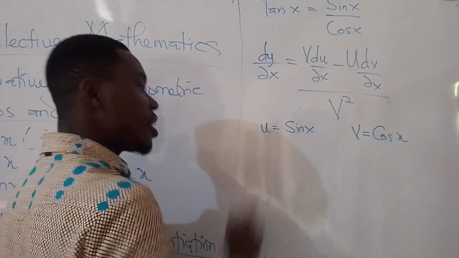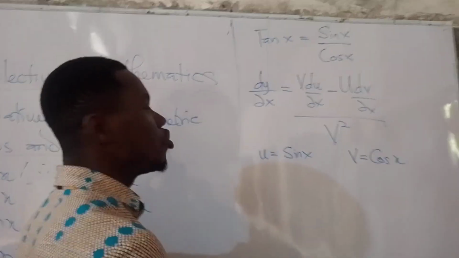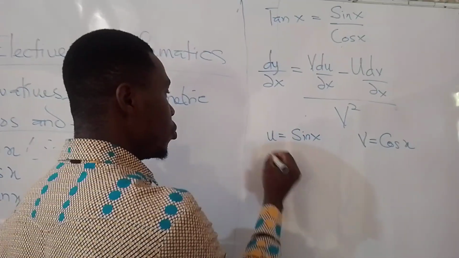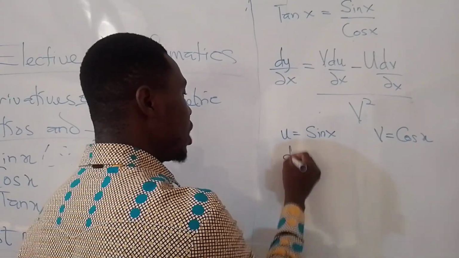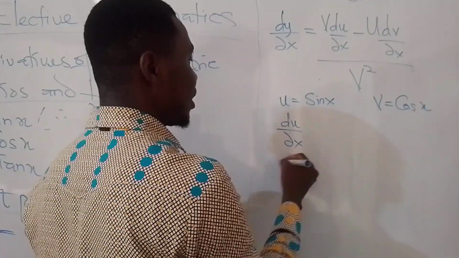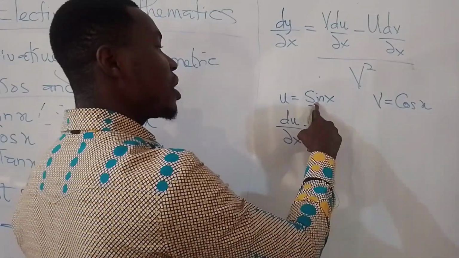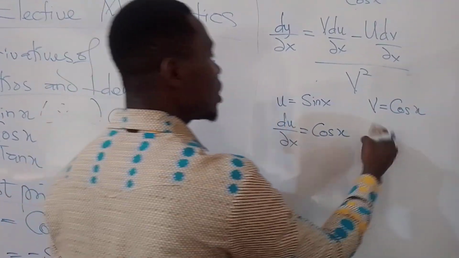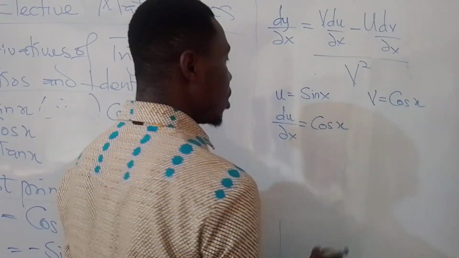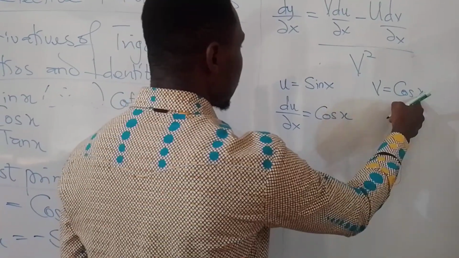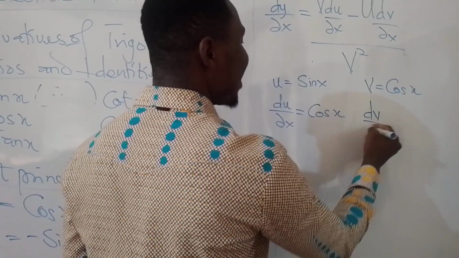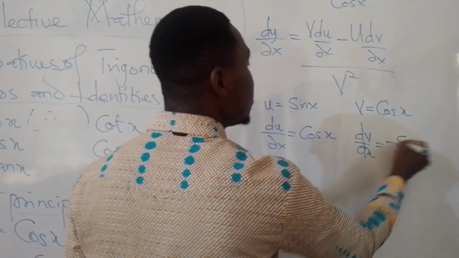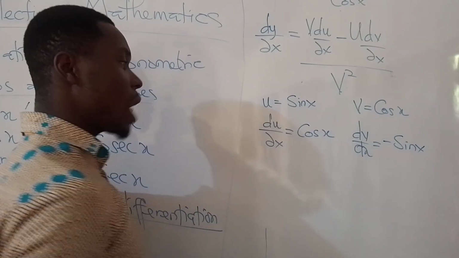Now let's differentiate these trigonometric identities that we have. When we differentiate u with respect to x, du over dx is what? When we differentiate sine, we get cos x. Likewise, when we differentiate v with respect to x, dv over dx will give us negative sine x when we differentiate cos. With that, we are good to go.